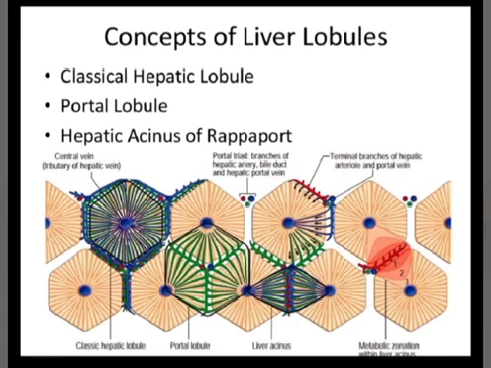Such an area appears diamond-shaped in cross-section and is situated in adjacent areas of two different classical hepatic lobules. One central vein is located at each of the two. This is the central vein and this is the central vein. So on both sides of this diamond-shaped area, we have two central veins. And in between, this is the area which is actually supplied by these distributing branches of the portal vein and the hepatic artery.